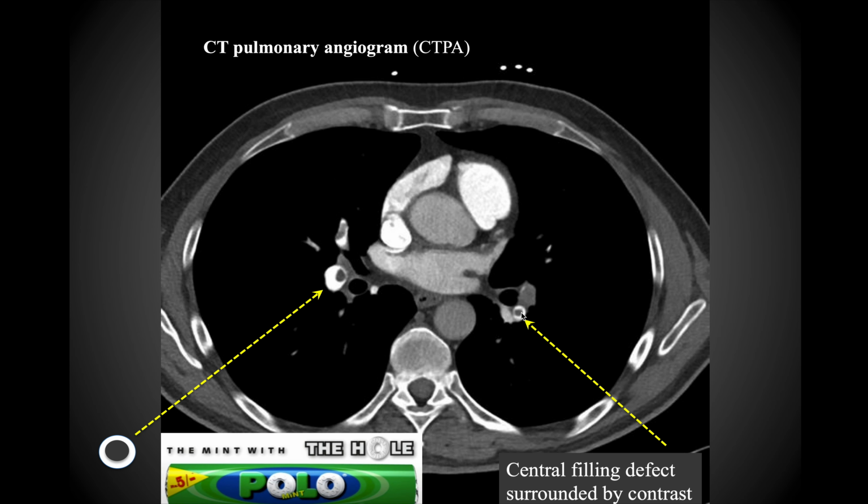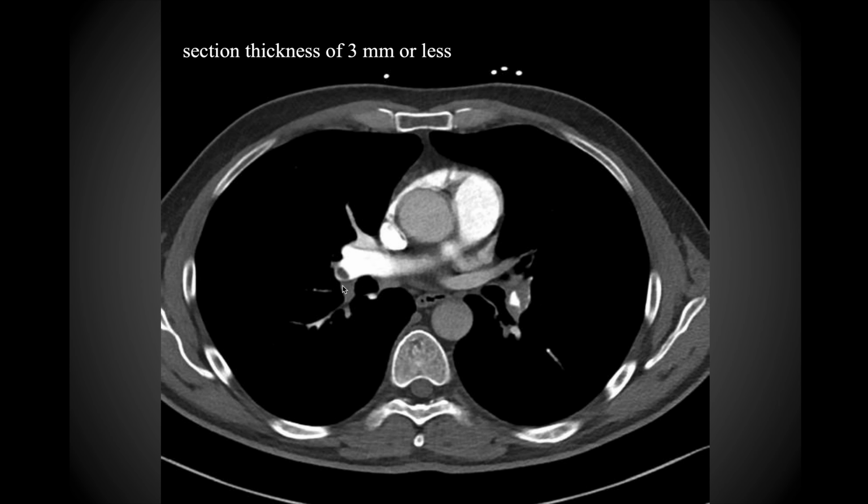And so they have this appearance of a mint, like a Polo mint, like shown down here. So again, you can see how it has this donut-like or mint-like appearance with a dark center and then contrast enhancement surrounding that central filling defect. And so you'll see in this patient that they have very severe examples here of pulmonary emboli.